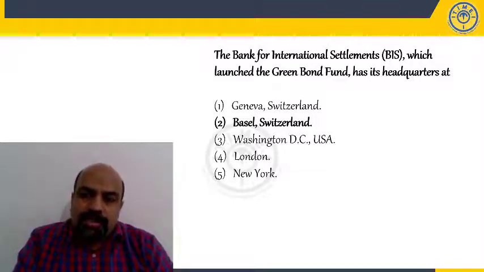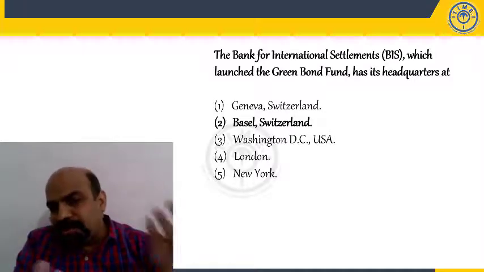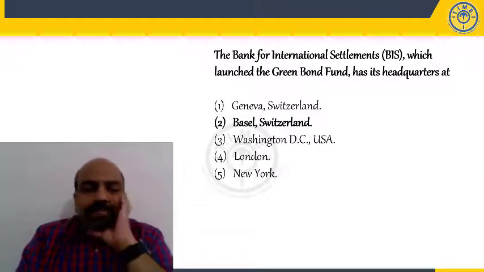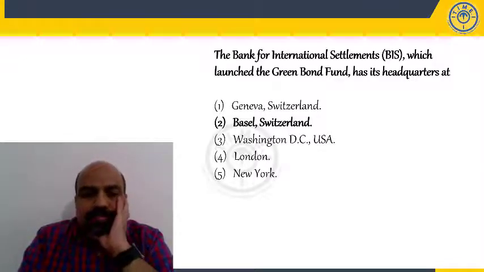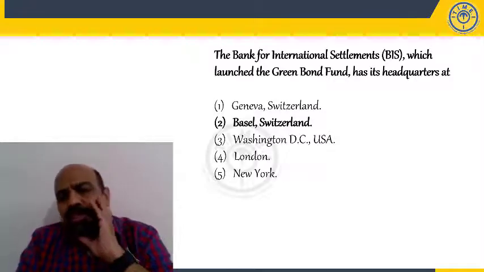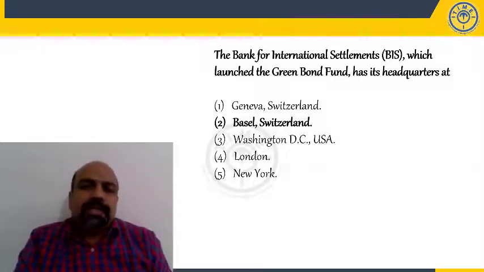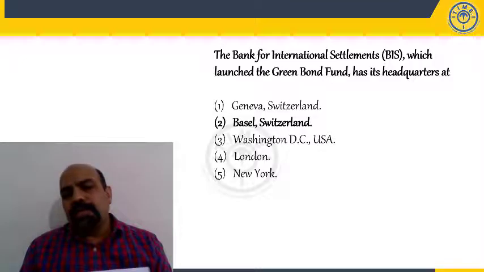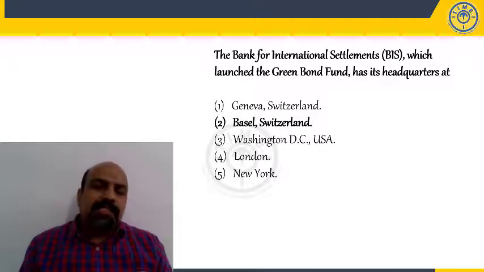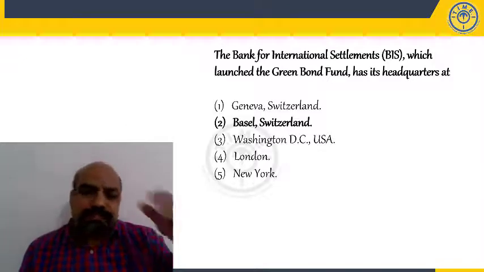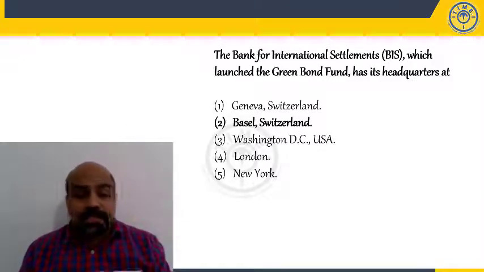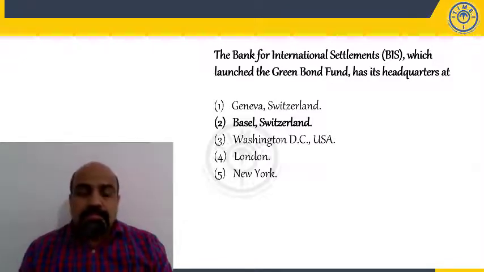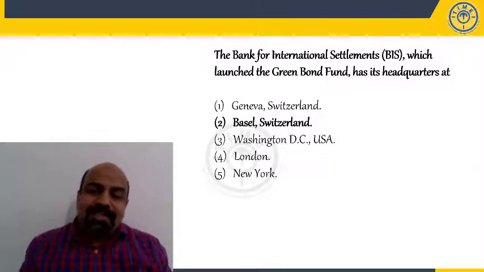You want to know about one organization here, each of these places? Geneva, Switzerland, you can write plenty of them. Write WTO, World Trade Organization, Geneva, Switzerland. Then you have Washington DC, World Bank. London, Amnesty International. Next, New York, United Nations Organization.